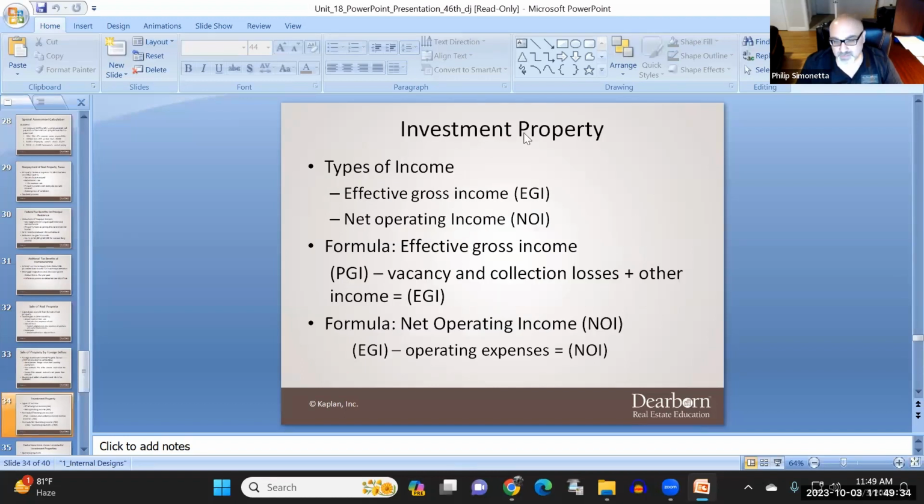Let's talk about investment property. Remember we talked about effective gross income, NOI, PGI? We talked about that already. This is going to go into a little more detail. The types of income on investment property are the effective gross income and the net operating income. Remember, potential gross income is the most you can make, if everything was rented. No lates, nothing. Minus vacancy and collection losses. And then you would add in any other income, like the vending machines, the washer dryer, that kind of stuff.